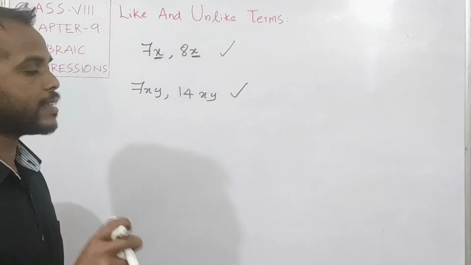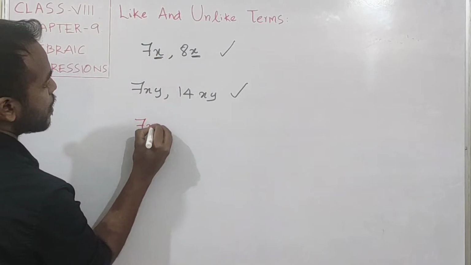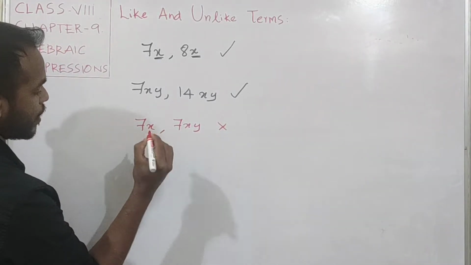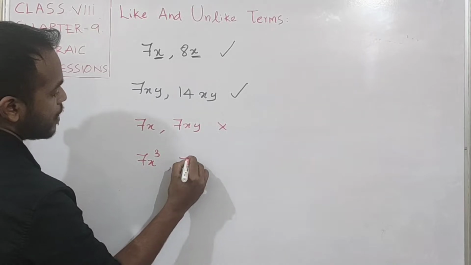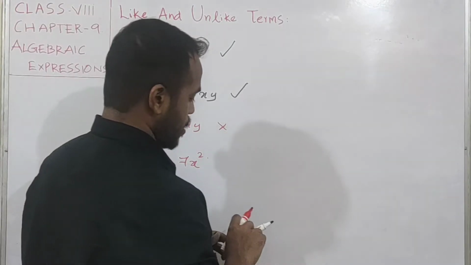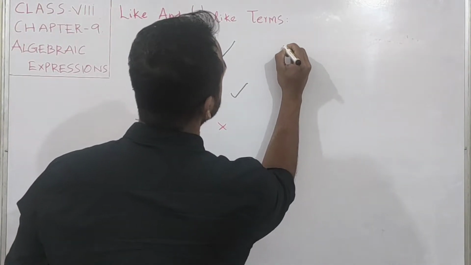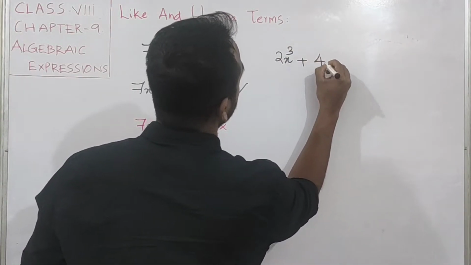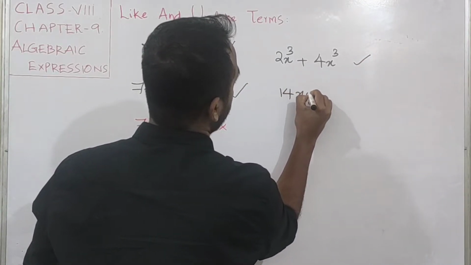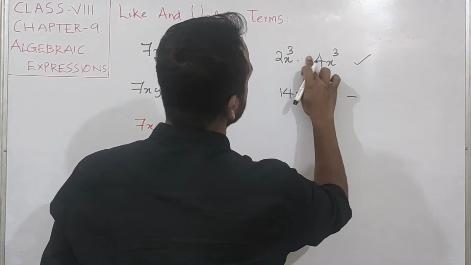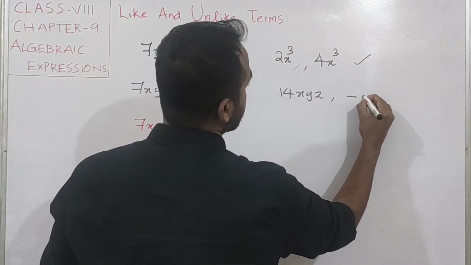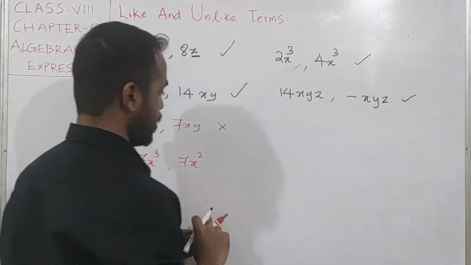Now let's see some non-examples for like terms. 7x and 7xy, they are not like terms. Now another non-example is 7x cube and 7x square. They are also not like terms. Thinking of bigger numbers, for example, 2x cube, 4x cube. These are like terms. Then 14xyz, then minus xyz. These two are like terms.